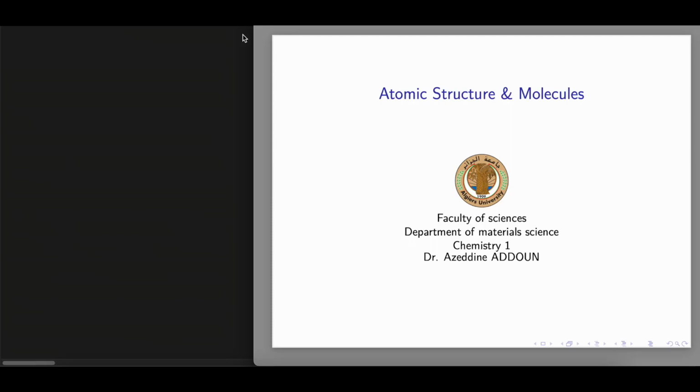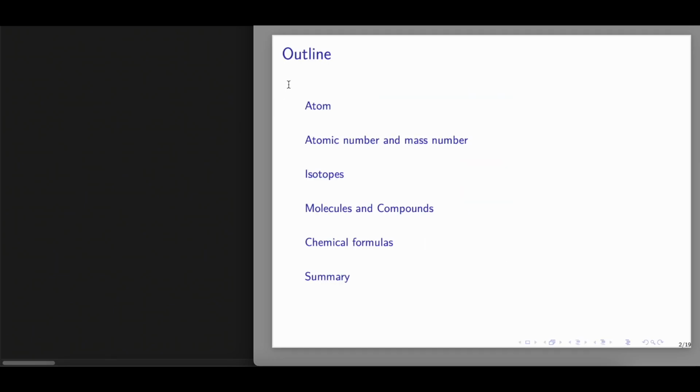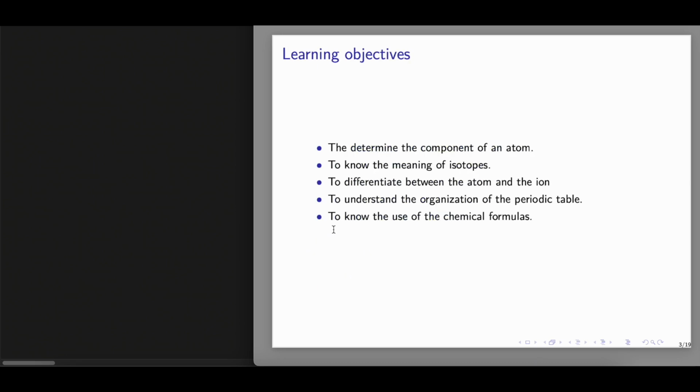In this lesson, we are going to talk about the atomic structure and molecules. We start with the outline. We first begin with the atom, and after that we talk about atomic number and mass number. Also, we'll talk about isotopes, molecules and compounds, and we finish by talking about the chemical formula.